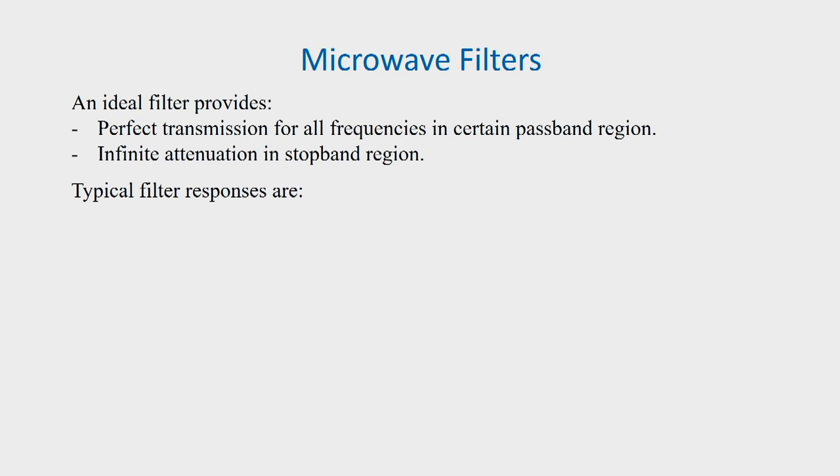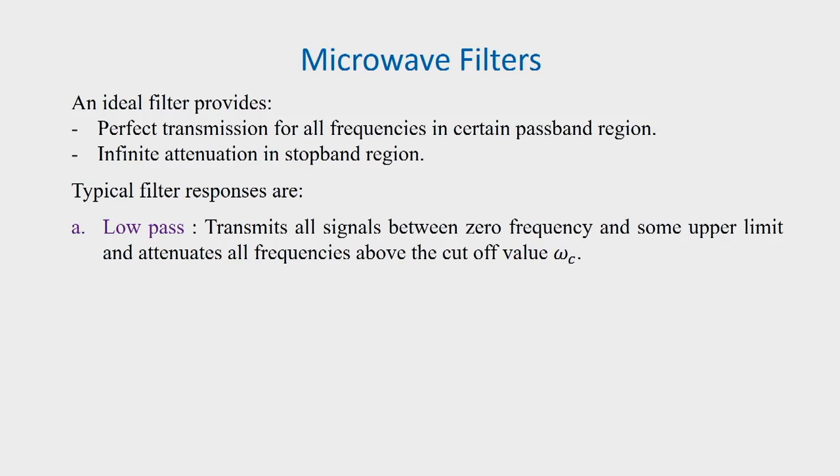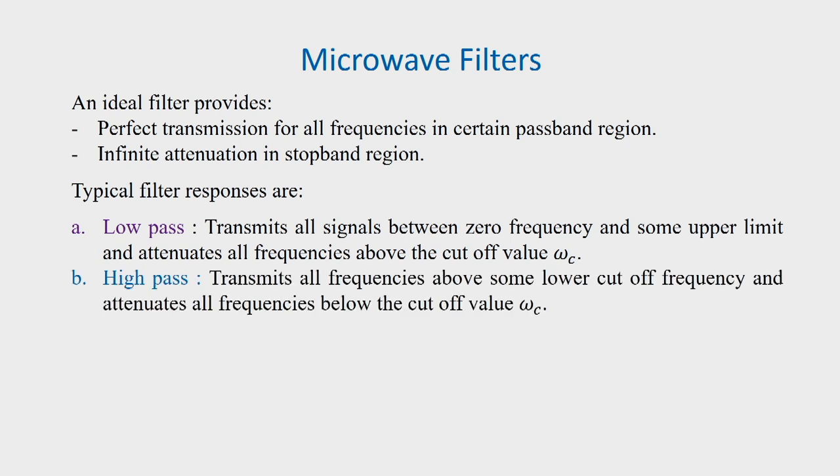Typical filter responses, different types of filter responses, are low pass. In a low pass filter, signals between 0 and some upper limit of frequency are transmitted, and all frequencies above the cutoff frequency are attenuated. Another response is the high pass response. A high pass filter transmits all frequencies above some lower cutoff frequency and attenuates all frequencies below the cutoff frequency.